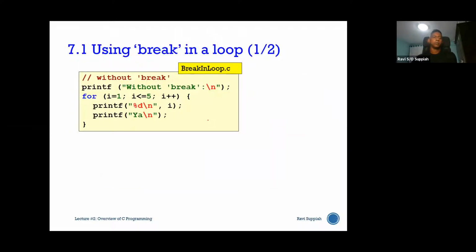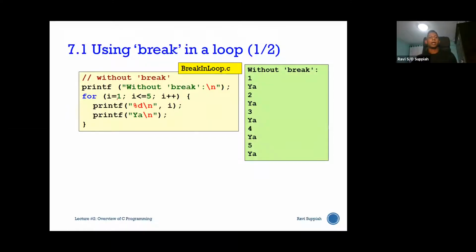Okay, in some cases, you may write a loop, but you may have some condition to exit the loop earlier. All right, so how do you do that? You can use a break statement. So if I look at this piece of code here, I'm having an iteration of 5 times, and each time I print out the number and I print out a ya. So it's 1 ya, 2 ya, and so on.